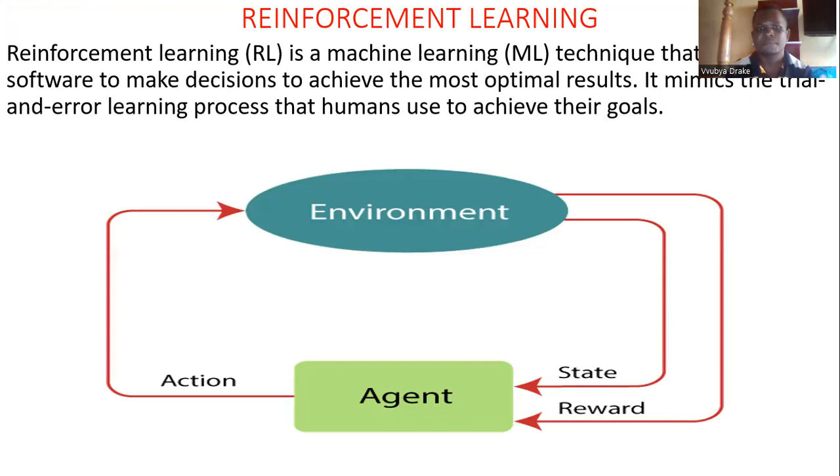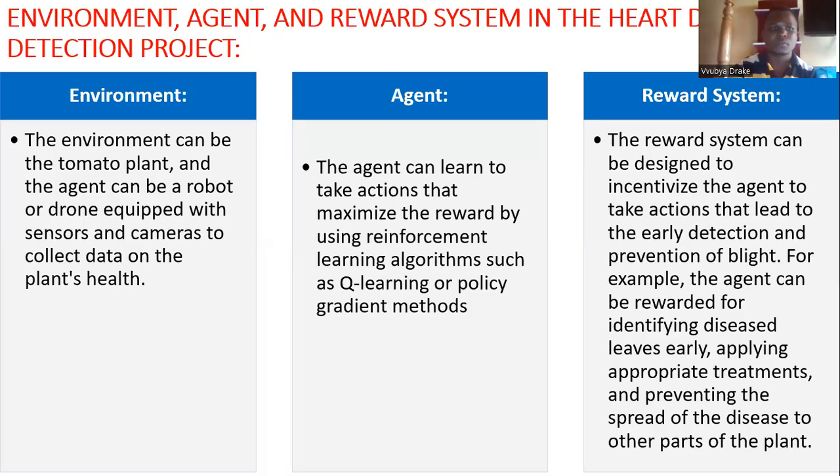Then reinforcement. It trains software to make decisions to achieve the most optimal results, using an error method. That is, if you make an error, you're given a penalty. If you do something right, you're given a reward. So we use that. The agent is interacting with an environment and getting a reward. So there's an action on the environment, then it's given a reward thereafter. So we have the environment, we have the agent, and then the reward based on the action.